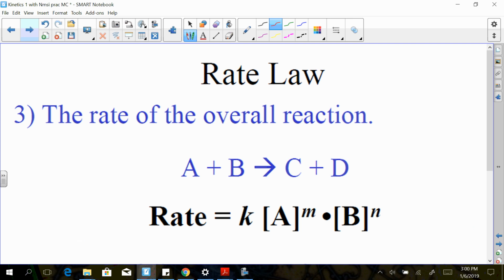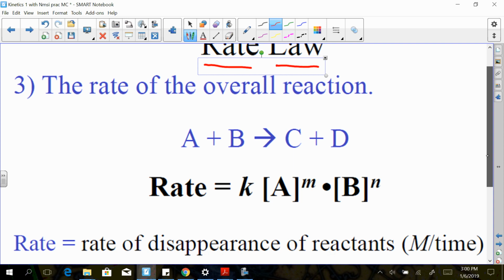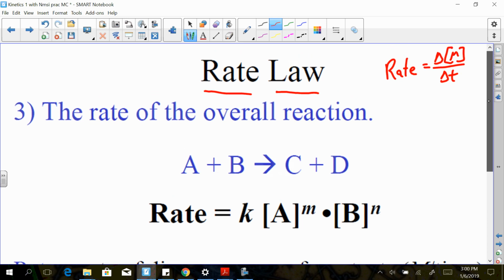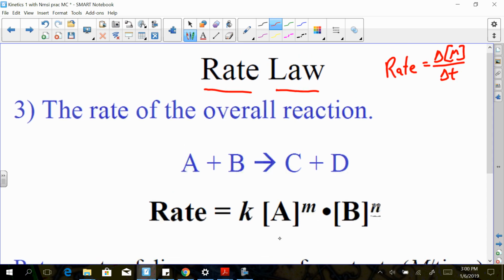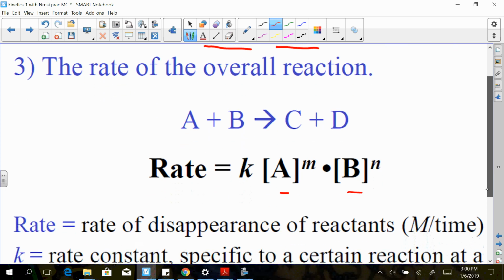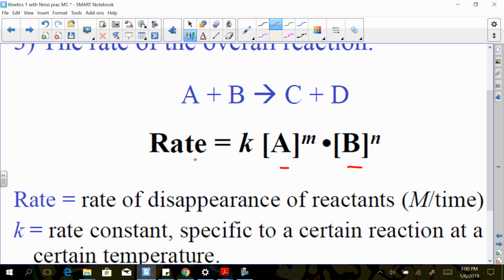Okay, now we're going to talk about the third one. We're going to talk about the rate of the overall reaction, which brings us to writing a rate law. Now, if you have a reaction, I told you that the rate equals the change in molarity, change in concentration, over the change in time. This is the rate for the overall reaction. That accounts for the change in concentration of all of the things that affect the rate. And so if we look at that, the rate of the reaction for the overall reaction equals K.